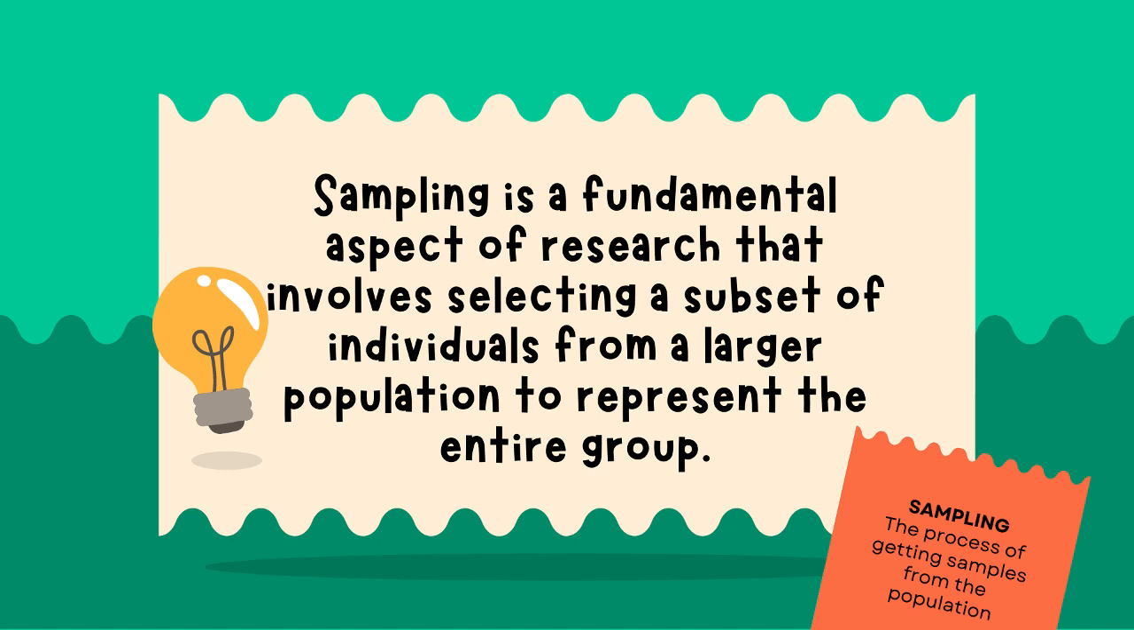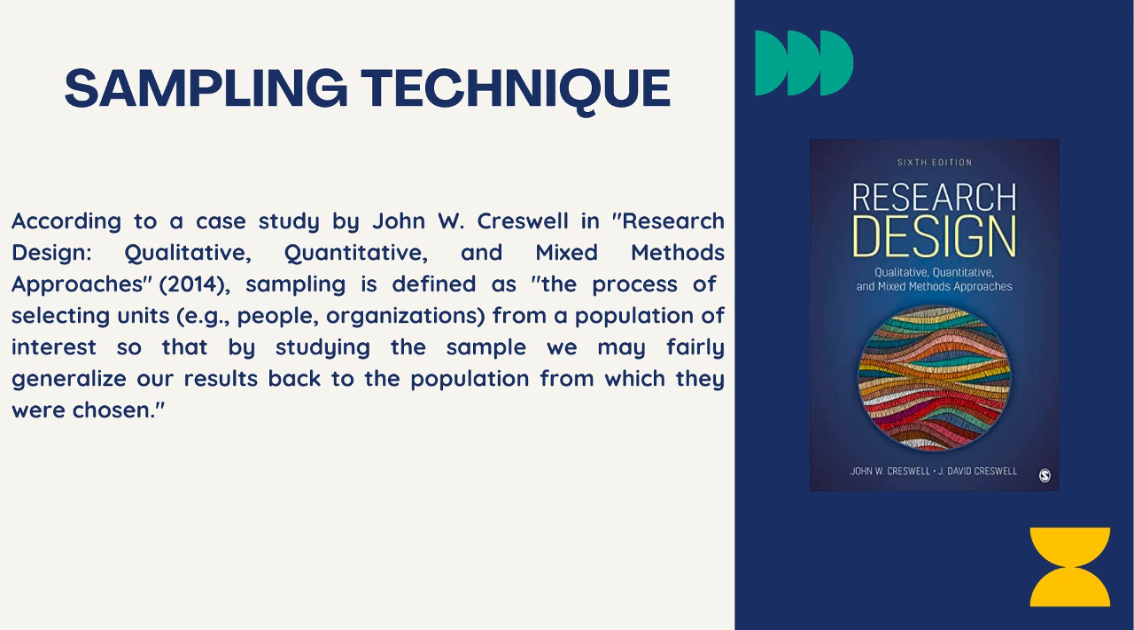Sampling is a fundamental aspect of research that involves selecting a subset of individuals from a larger population to represent the entire group. According to a case study by John W. Creswell in Research Design: Qualitative, Quantitative and Mixed Method Approach, 2014, sampling is defined as the process of selecting units from a population of interest so that by studying the sample, we may fairly generalize our result back to the population from which they were chosen.